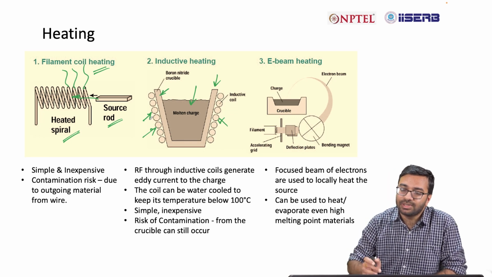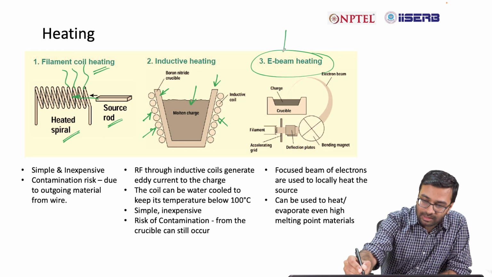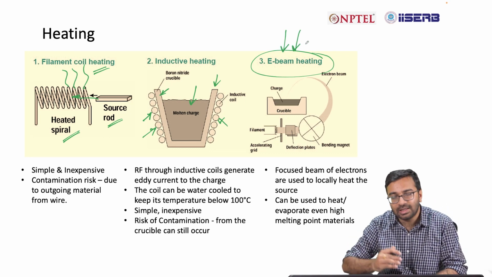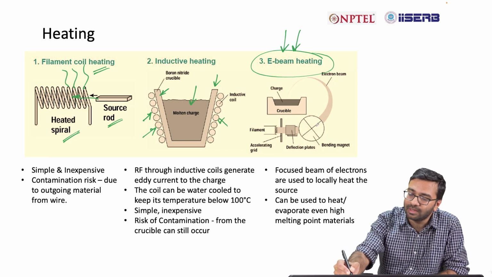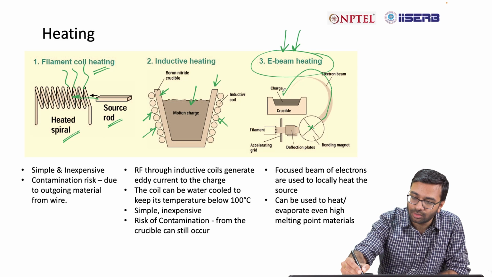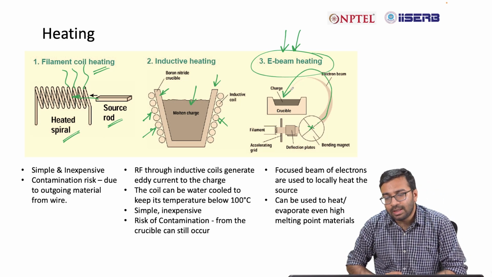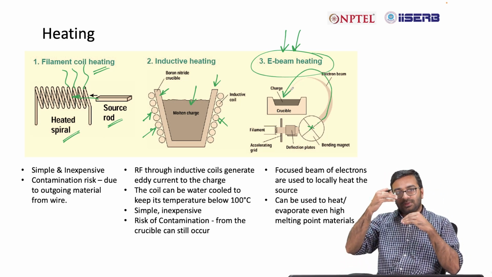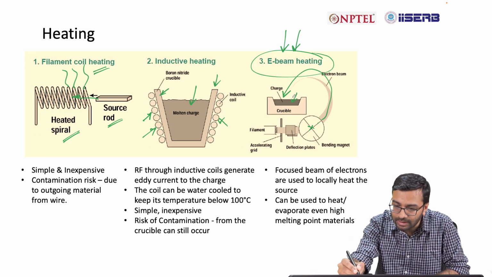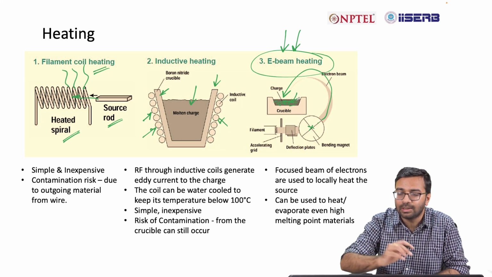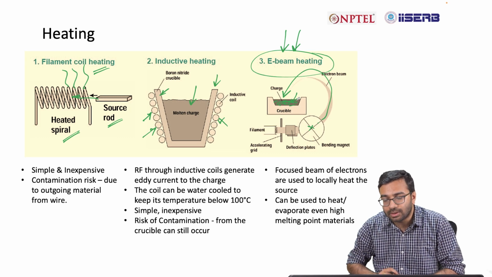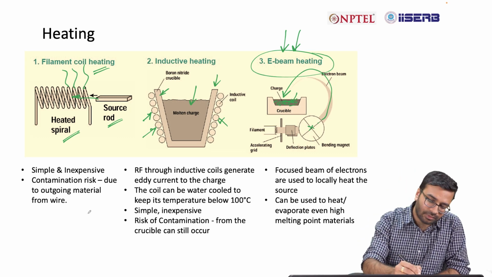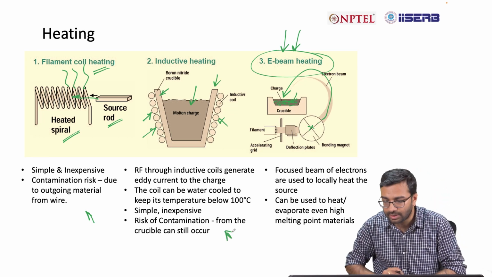Then there is another technique which is E-beam heating, which is not a thermal deposition technique, it is an E-beam deposition technique, but briefly mentioning over here. In this case, what you do is you have an electron beam source, you focus the electron beam onto the source, and once that electron beam hits the source material, it creates a lot of thermal heat, and that melts the material and creates the evaporation. So, in this case the risk of contamination is way less than that of these two thermal evaporation techniques.